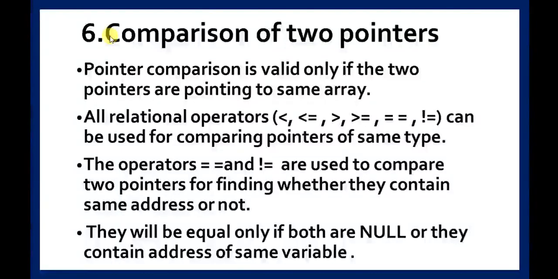Now the next operation is comparison of 2 pointers. Like subtraction, we can compare 2 pointers if they are of the same type and they are pointing to the same array. All relational operators can be applied for comparing 2 pointers. The operators equal to and not equal to can be used to find whether 2 pointers contain the same address or not. 2 pointers will be equal if both pointers are null or they contain the same address of the variable.